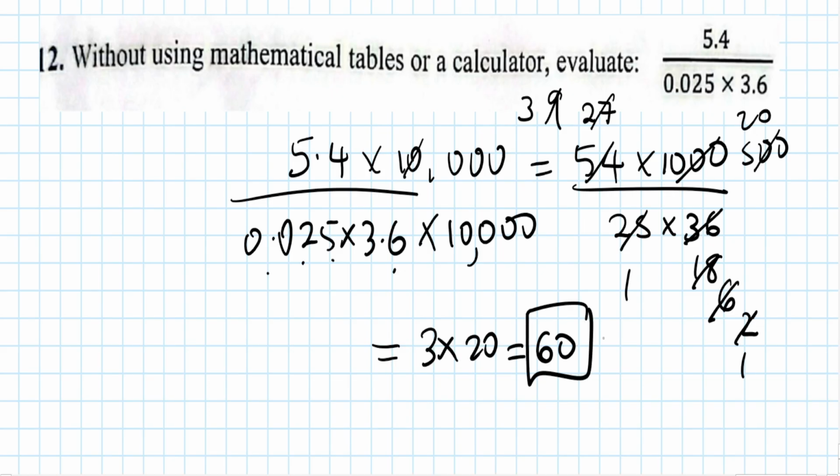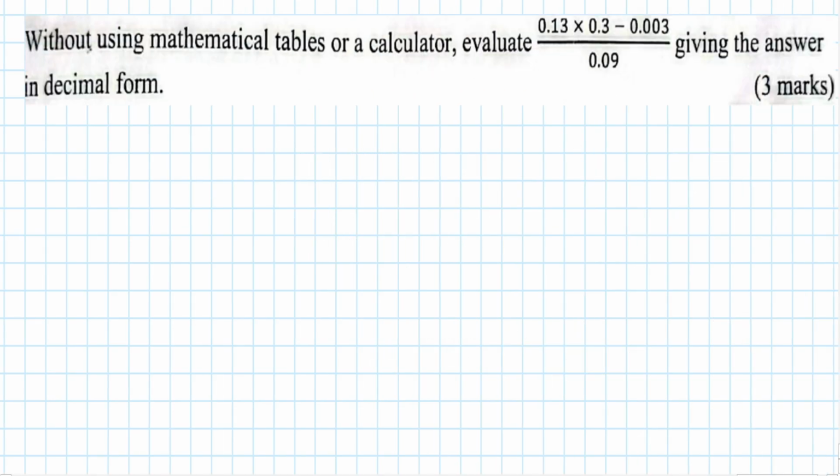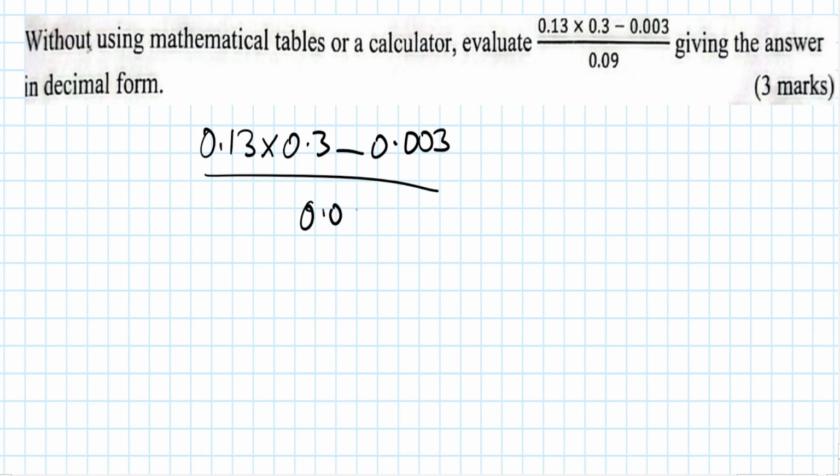I didn't use a calculator. That is my answer. The last question, without using mathematical tables or calculator, evaluate 0.13 times 0.3 minus 0.003 over 0.09, giving the answer in decimal form. So again, we use the BODMAS rule. Let's start with the numerator.